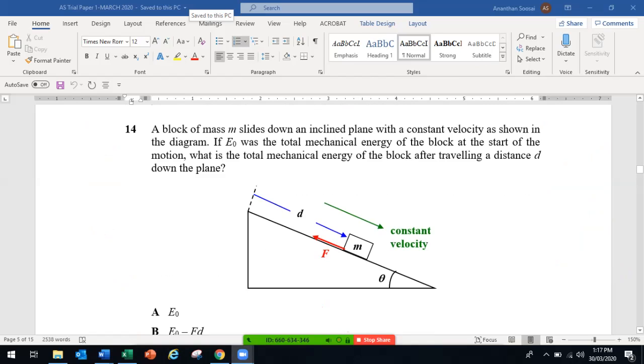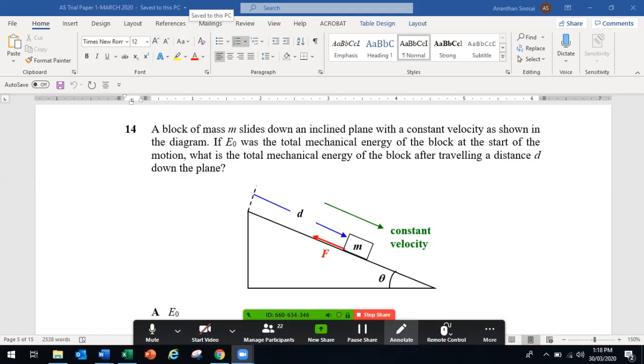Okay, 14 is an inclined surface. So block M slides down an inclined plane at a constant velocity as shown in the diagram. E0 is the total mechanical energy of the block at the start. What is the total mechanical energy of the block after traveling a distance of d down the plane? Is there any friction? The diagram doesn't state it, but as it moves at a constant velocity, that means there is friction.